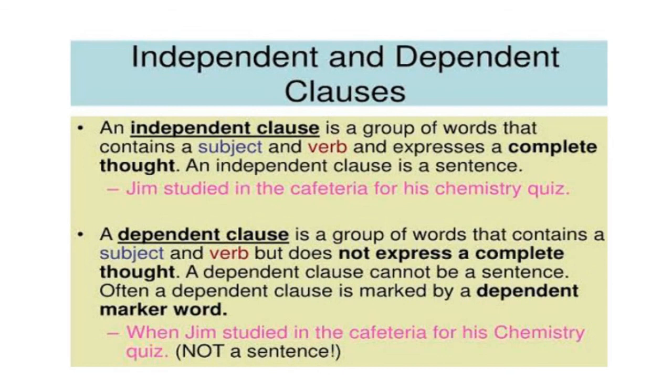Again, what are independent and dependent clauses? An independent clause is a group of words that contains a subject and verb and expresses a complete thought. An independent clause can also be considered a sentence. What is a dependent clause? A dependent clause is a group of words that contains a subject and verb but does not express a complete thought.